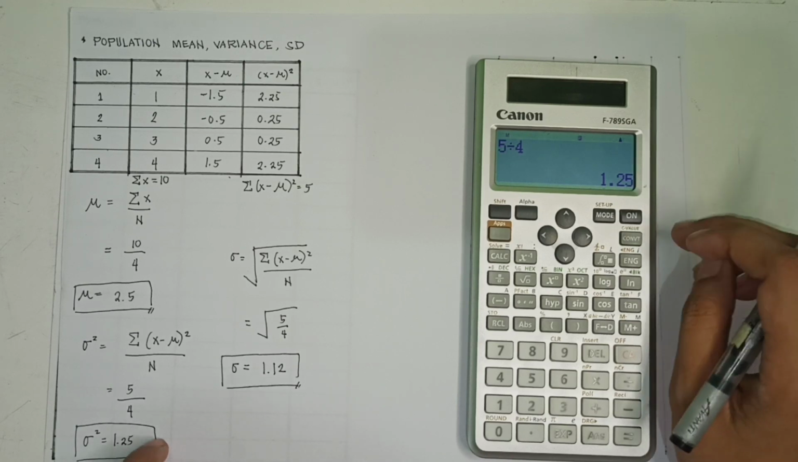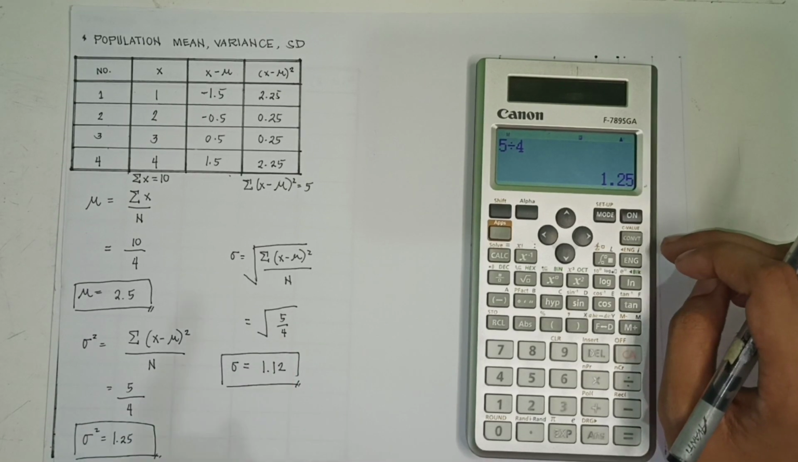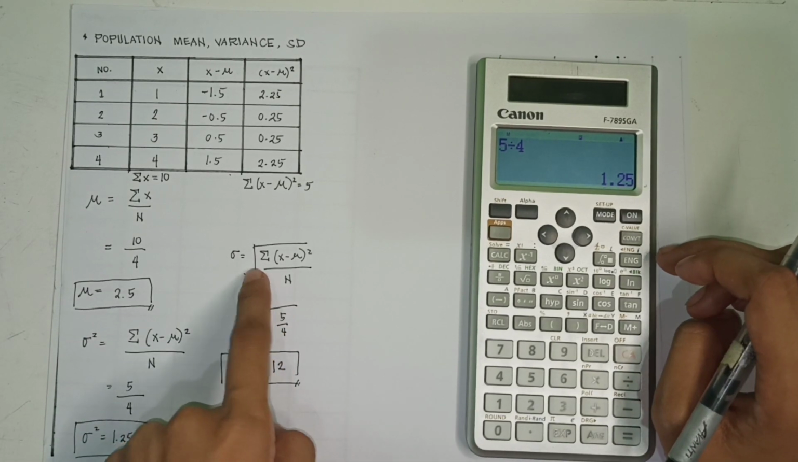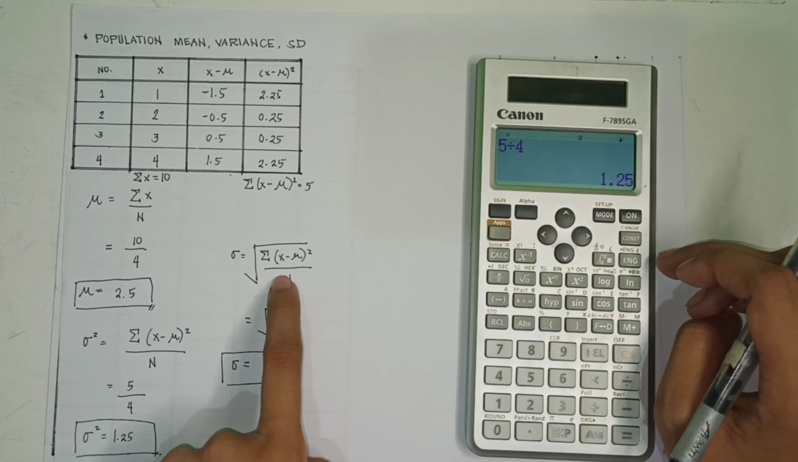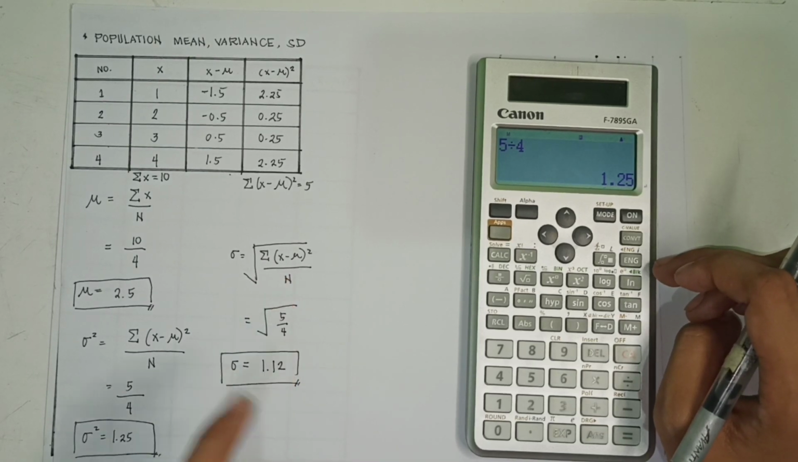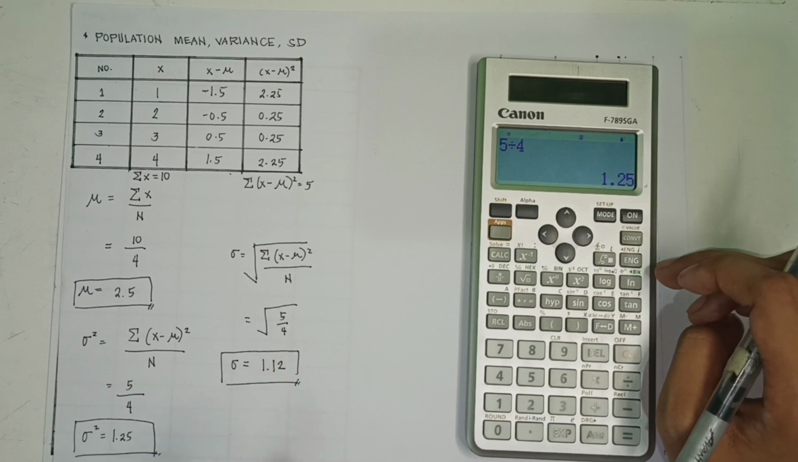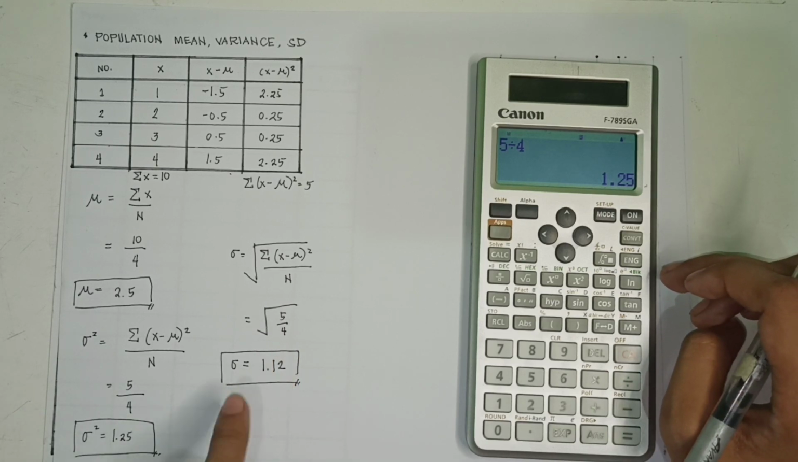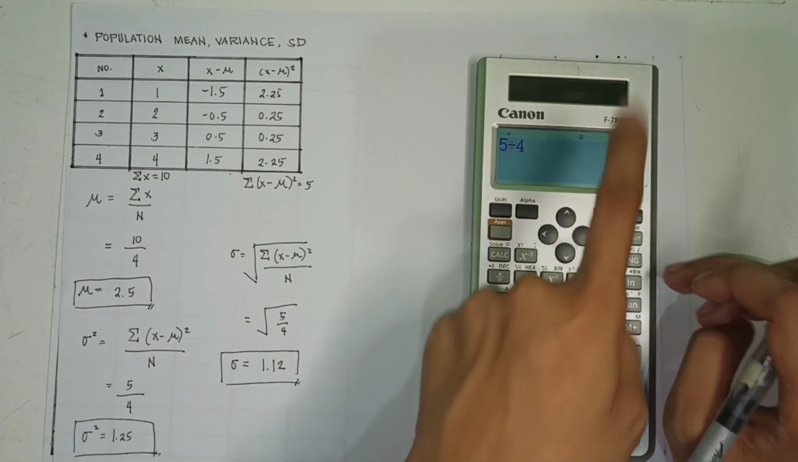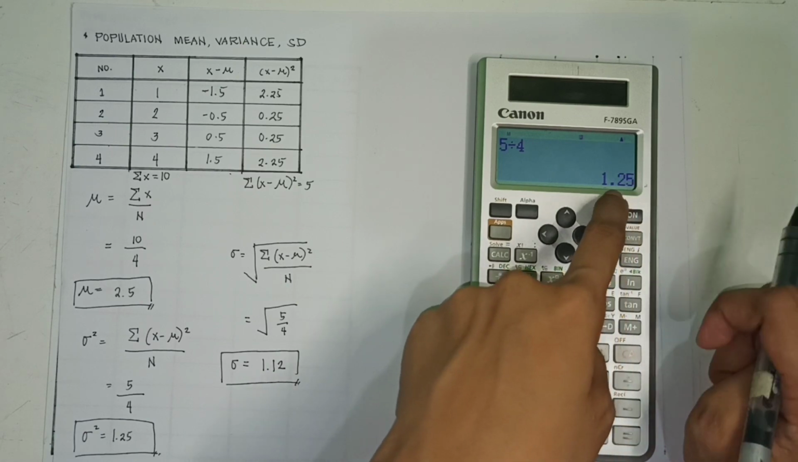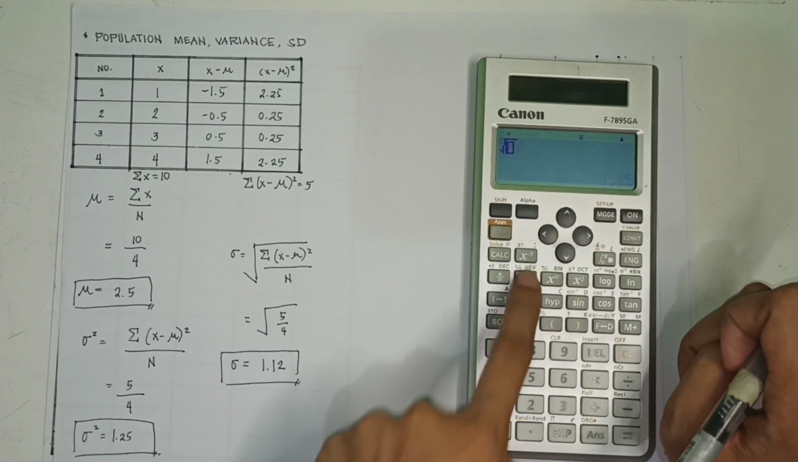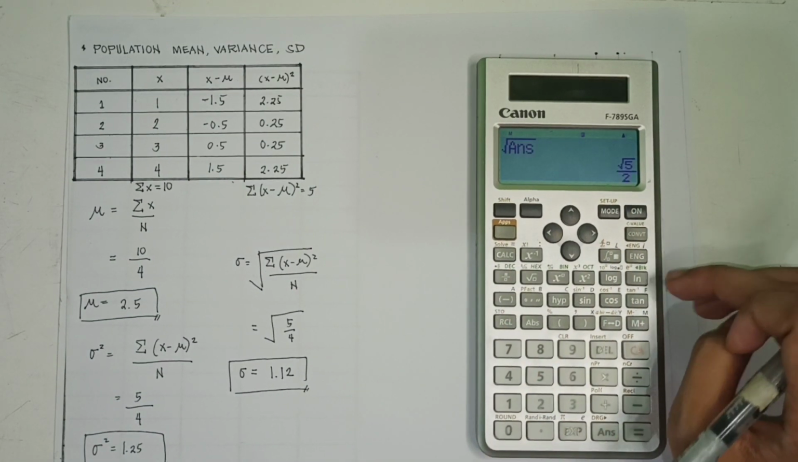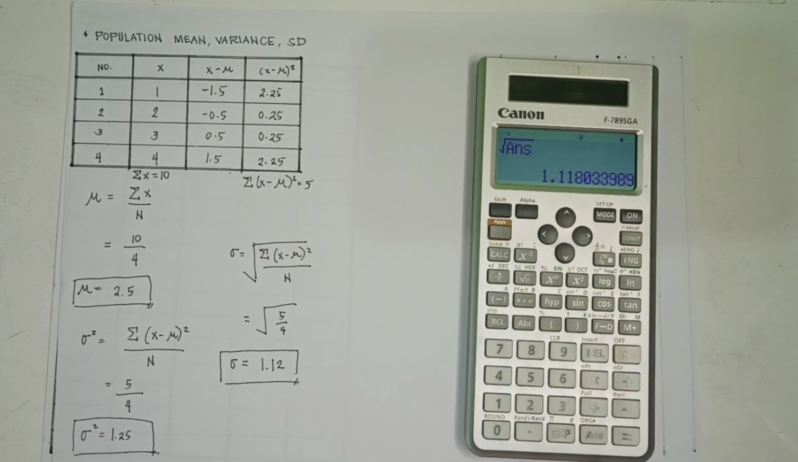Okay, so now, to get the variance, standard deviation rather. Sigma is equal to the square root of the sum of (x minus mu) squared over N. Just substitute all the data. And from 1.25, from our population variance, just simply get the square root of the answer. And that is equal to 1.1180.